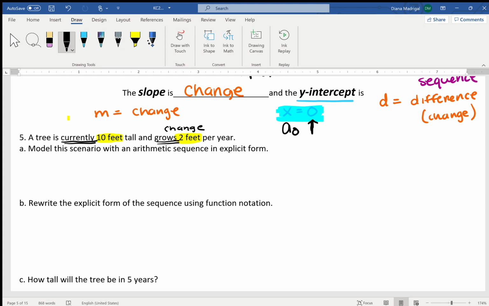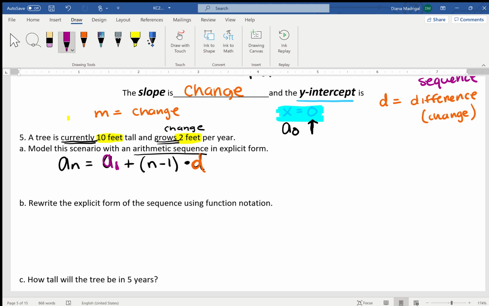Okay. Now that I understand that, let me write the first answer to the first question. It says model this scenario with an arithmetic sequence. That means I need to write the equation. And again, my equation is a_n equals a_1 plus (n minus 1) times d. Once again, all you are going to be switching here is the number for d and your a_1. You need a number for a_1, a number for d, everything else stays the same.